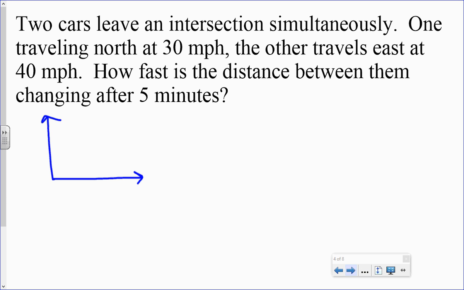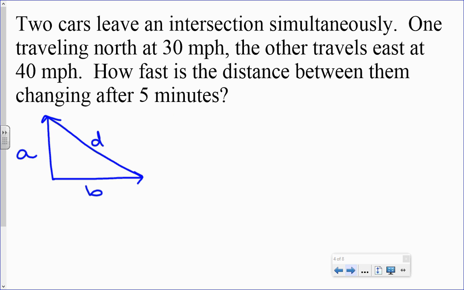So let's go ahead. What do you want to call car 1? A. What do you want to call car 2? B. I said car B, I meant car 2, but we're going to call it B because that's what we do. And then we're going to talk about the distance between them changing. D for distance. Anytime they say distance, I'm usually going to put a D.